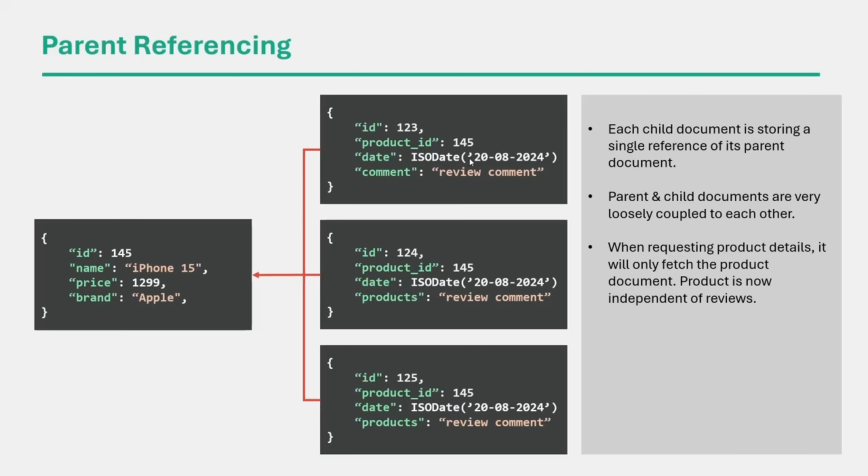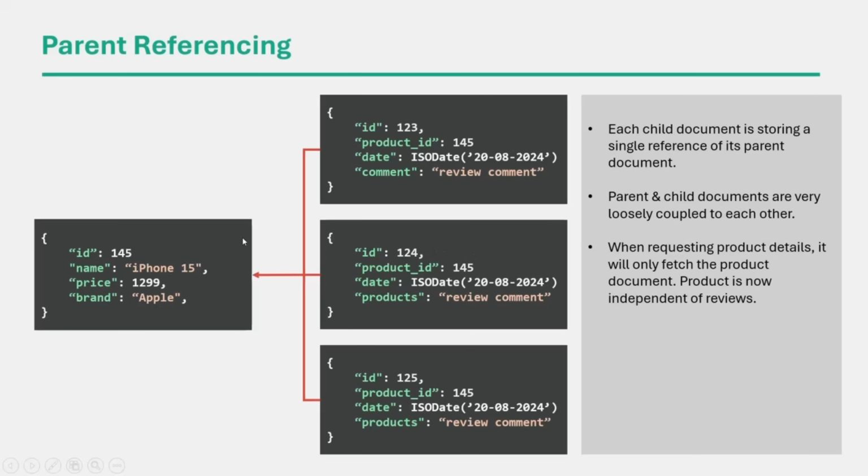Now let's look at the advantage here. First of all, the parent document does not know about the child document. So no matter how many reviews are given to this product, the size of this product is not going to change because of those reviews. And also, in the review document, we are only going to store a single ID, the ID of the parent document, because this review will be given only for a single product. The same review cannot be given to multiple products. So this review document is also going to store a single product ID. It is not going to store an array of product IDs.